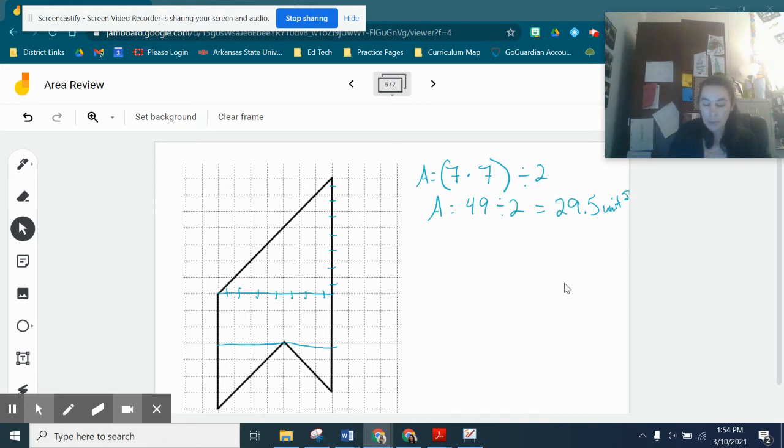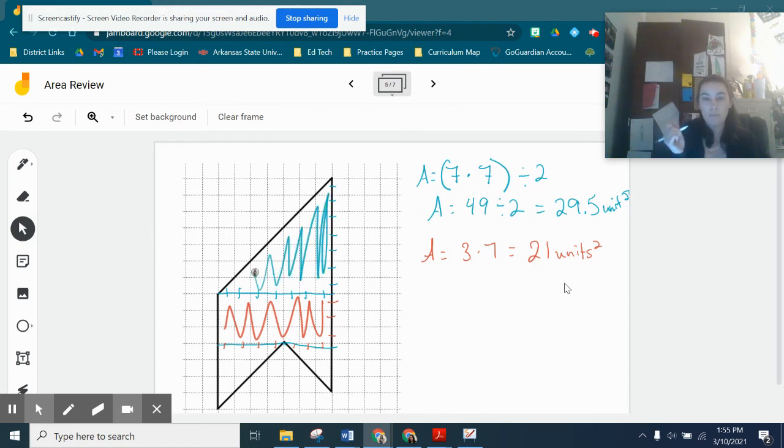Now I'm going to go ahead and do my rectangle. I'm going to switch colors so we can count it different. Length and width, 1, 2, or 3, sorry. 3 times 1, 2, 3, 4, 5, 6, 7. That's going to give me 21 units squared, because for that, you just have to do length times width. No dividing by 2 because it's a rectangle. So I just did this. That's what the red is standing for. And this was my turquoise right here, was that area.